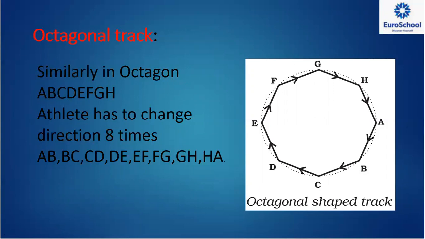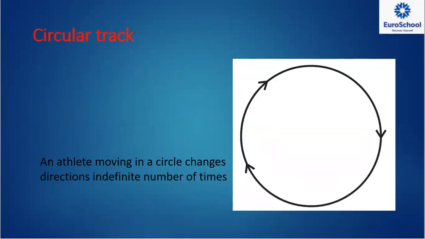From the octagonal track, if you keep on increasing the edges, there will be a point at which it forms a circular track. If you keep on increasing the number of edges of an octagonal track, it goes on and on, it becomes a polygon with many sides, and from there it forms a circle. This you call a circular track. If you go on expanding the edges, at one point it will form a perfect circle. So an athlete moving in a circle has to change his direction an indefinite number of times.